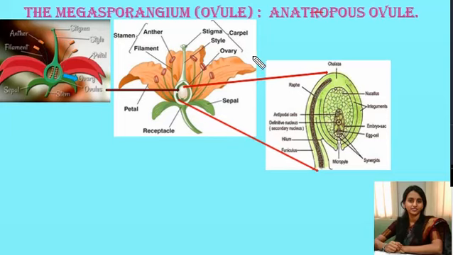Now let us try to understand the exact position of the ovule. Inside the ovary, this is the ovary, these ovules are present. The ovule is also known as the megasporangium. Here this part is the ovule or megasporangium, and I have enlarged this megasporangium here. In the next video we will discuss in detail this ovule or megasporangium. Thank you.